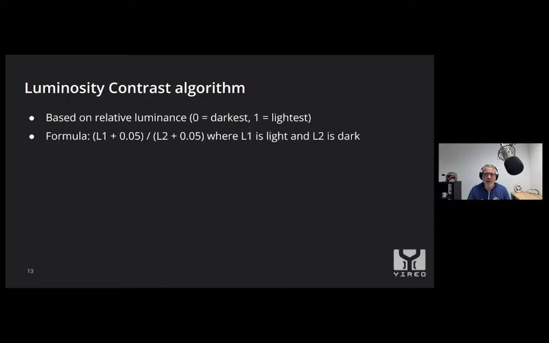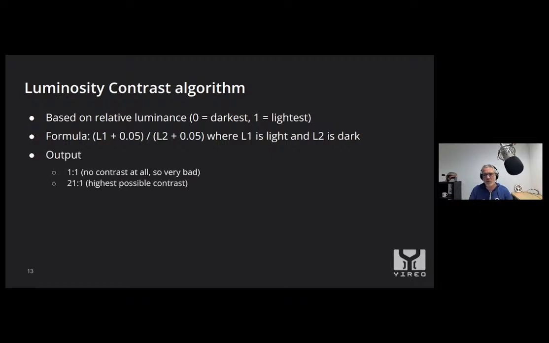It starts with the luminosity contrast algorithm, which takes two colors, L1 and L2, L1 being the lightest and L2 being the darkest. You put in a value like L1 and L2, then out comes a specific number, and that number is the ratio, which is used in the reporting specifically on color contrasts when it comes to the WCAG standards.